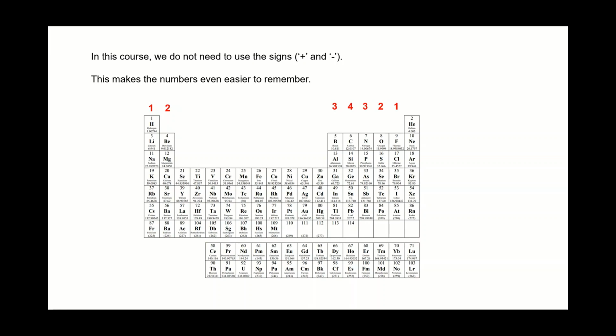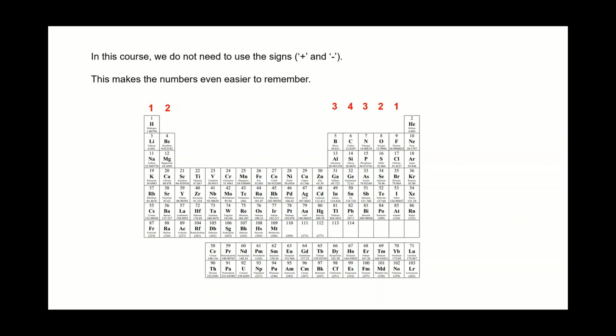Notice the symmetry. They go 1, 2, 3, 4, and then they go back down 3, 2, and 1. Each number corresponds to all of the elements below it in the column. So if you look at the number 1 on the left hand side, that charge is associated with hydrogen, lithium, sodium, potassium, rubidium, cesium, and francium. We would say that the charge of any one of those elements is 1.